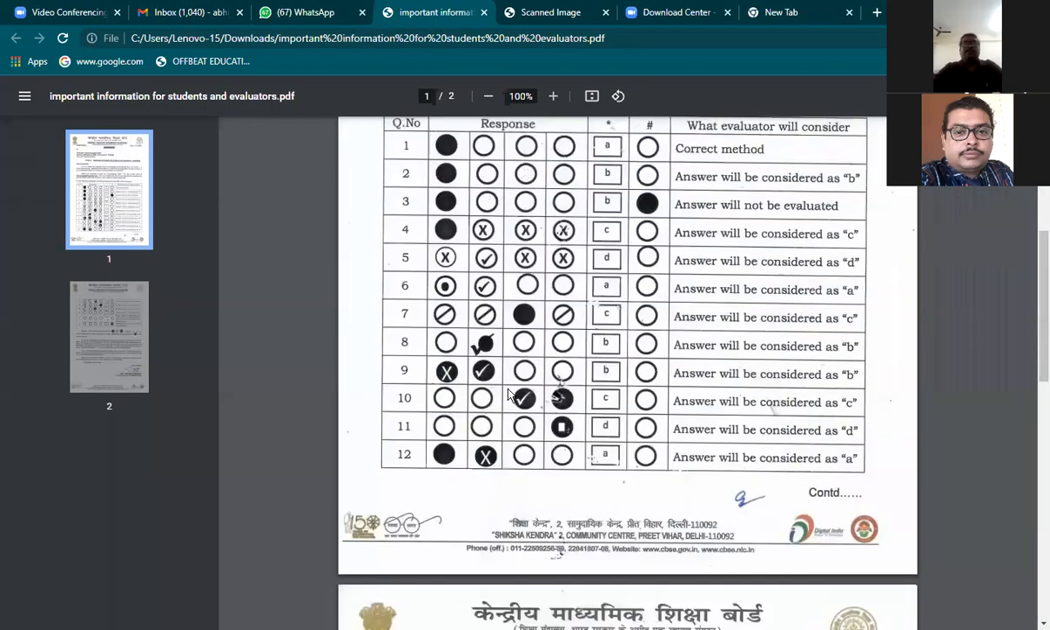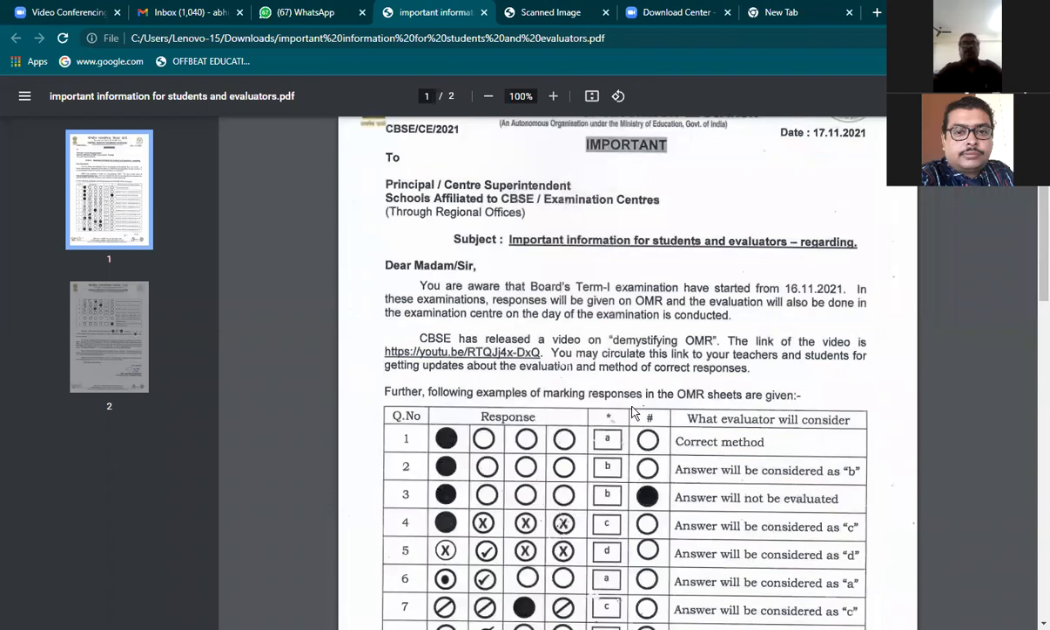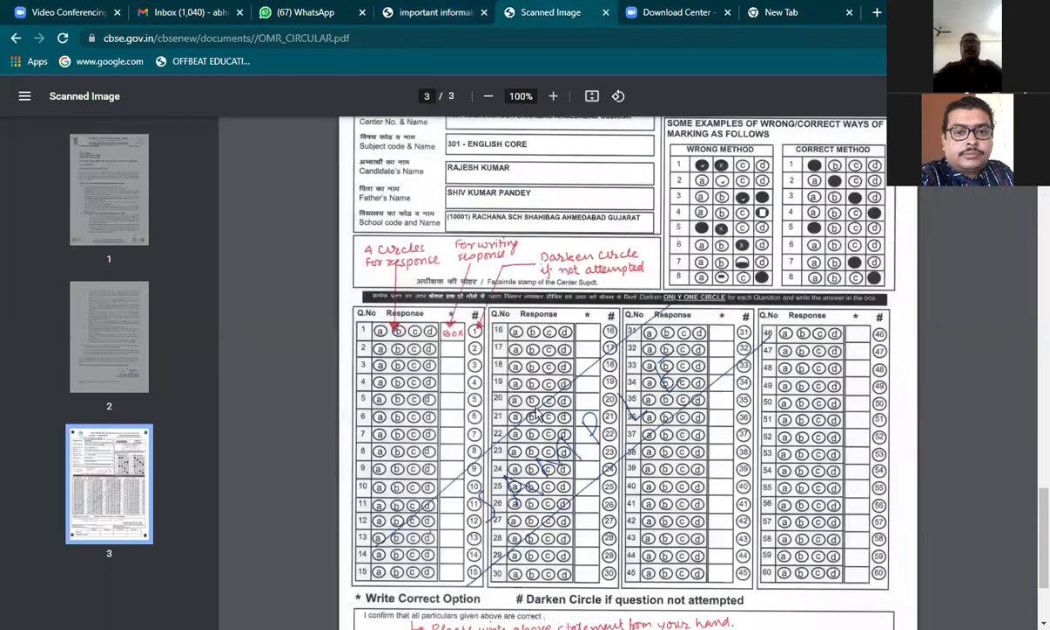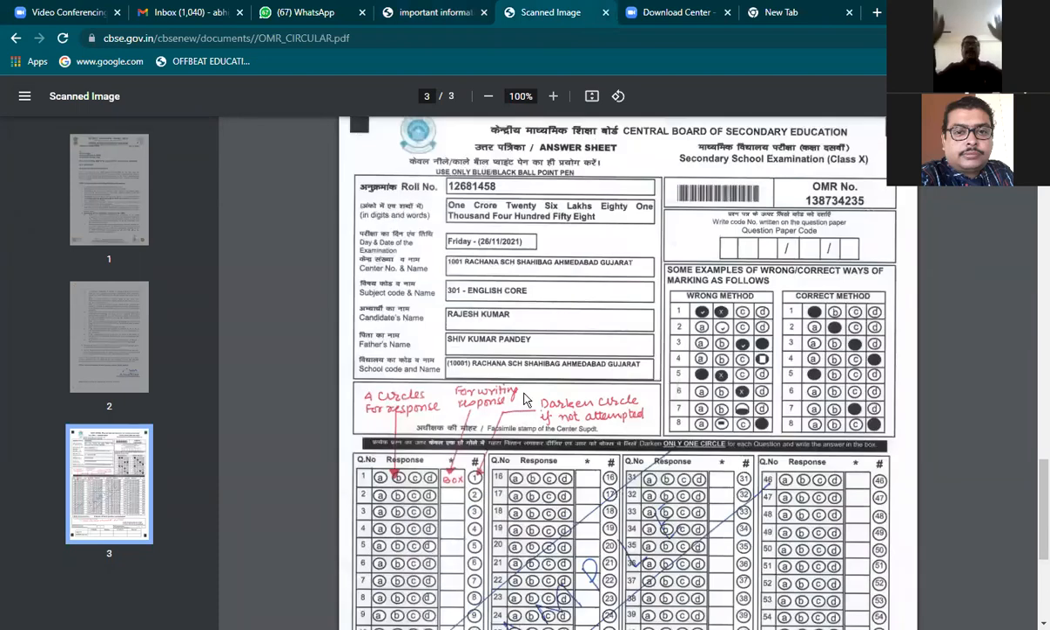So this is the circular. I'm just telling you about the circular. Very important. You can see the scanned OMR. It is already a pre-filled OMR.